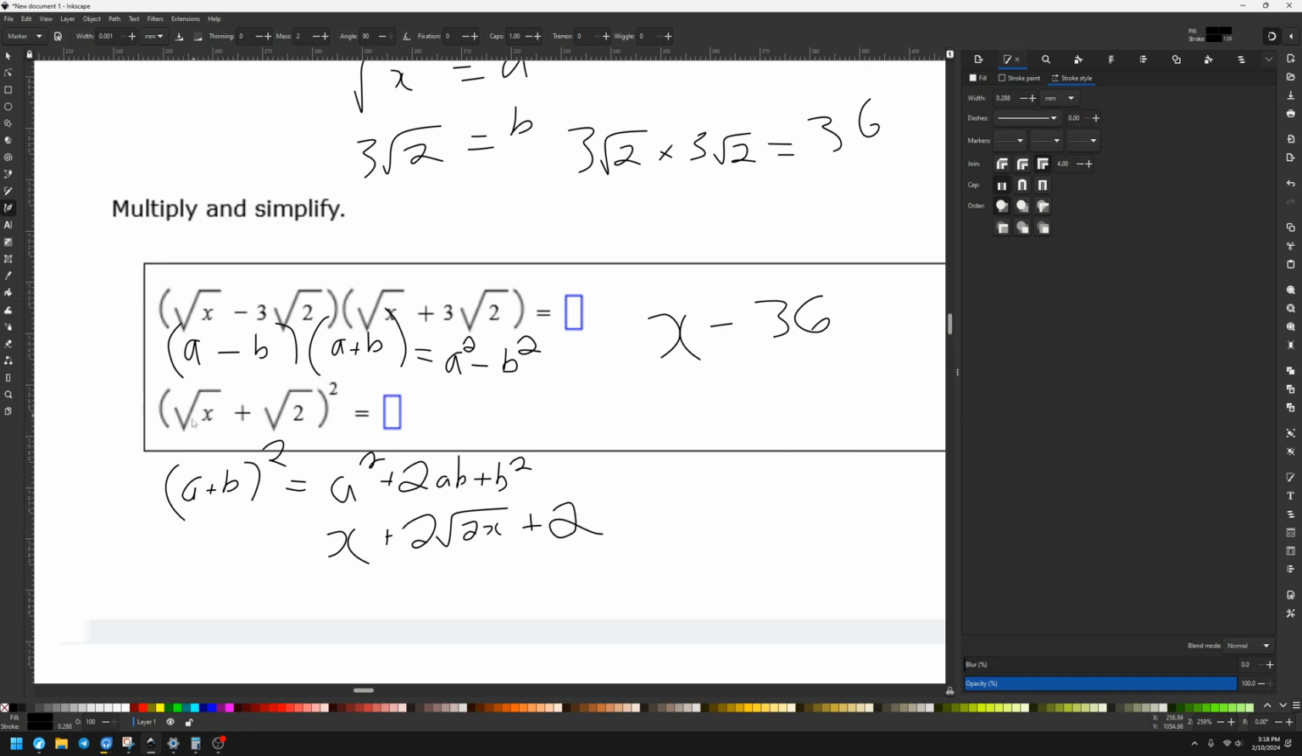And here, if you just did the square root of x squared plus the square root of 2 squared, that's incorrect. So this is not equal to the square root of x squared plus the square root of 2 squared. These are not equal. This is a common mistake. The reason this is incorrect is because when we write this out as the square root of x plus the square root of 2 times the square root of x plus the square root of 2, we're not multiplying each term by each other term. It does not follow FOIL, in other words. So this is an incorrect answer. This is the correct answer.